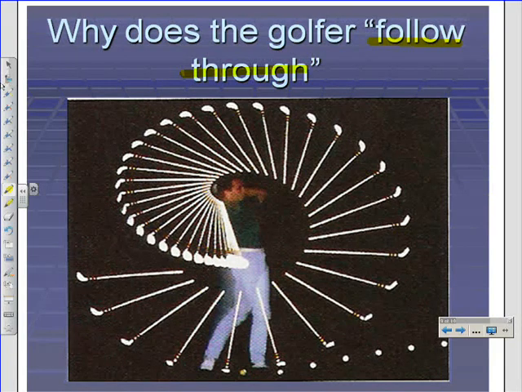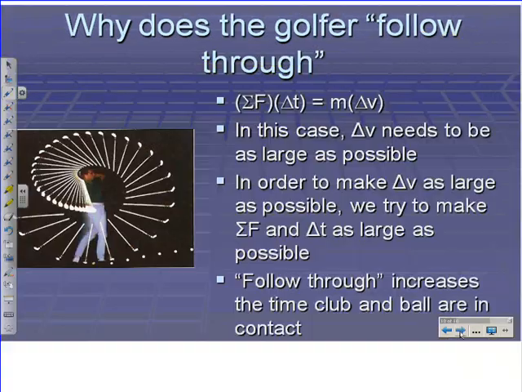The actual point of contact in this picture occurs right somewhere here-ish, okay? But that's not where that club stops. Notice he follows through all the way, making sure that the club goes all the way past the point of contact and allows for the whole idea of impulse momentum to do its thing.